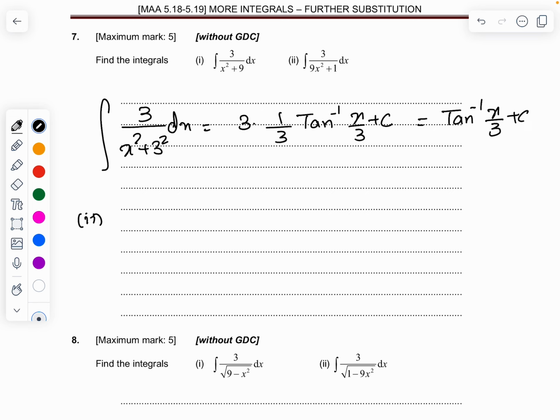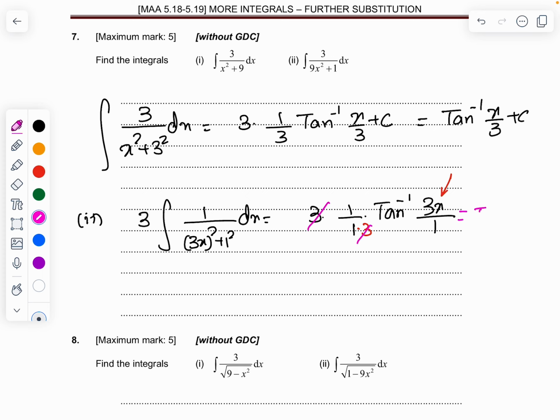For part 2, 3 outside, 1 upon 3x whole square plus 1 square dx. So this is 3 times 1 upon a tan inverse x upon a, where a is 1. But chain rule, don't forget to divide by 3 because the derivative of 3x is 3. Now 3 gets cancelled. So what do I get? Tan inverse of 3x plus c.